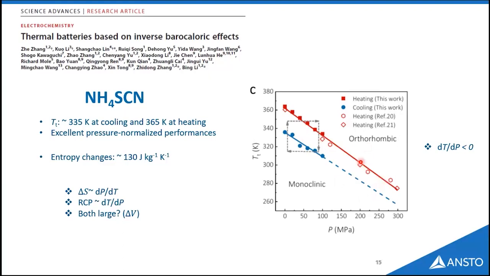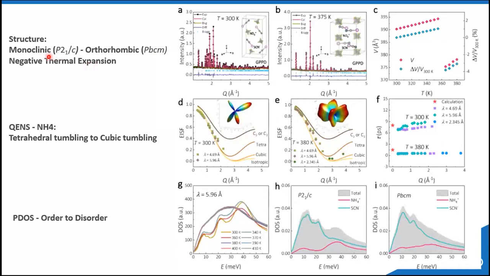With this effect, we can propose to make a machine called a thermal battery, which just stores heat, like we store electricity with a conventional battery. And here we try to get some fundamental understanding from the structure point of view. We used neutron diffraction to show the phase transition from monoclinic to orthorhombic, and from quasi-elastic neutron scattering, we demonstrate the transition from tetrahedral tumbling to cubic tumbling, with significantly different timescales. And the phonon density of states clearly shows the transition from an ordered to a disordered state.